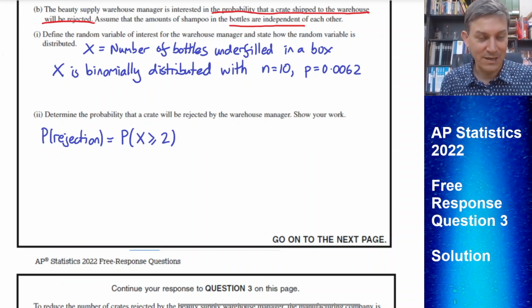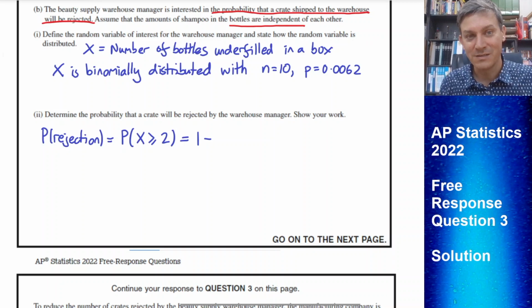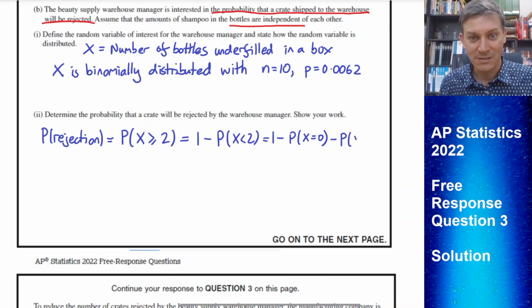So you could calculate that, but here it's easier to calculate the opposite. So calculate the probability that a crate is not rejected. So in other words, 1 minus the probability that X is less than 2. Okay, and because X is an integer, this only has 2 possible values, then either X is 0, so all the bottles are okay, or X is equal to 1, so 1 bottle is underfilled.